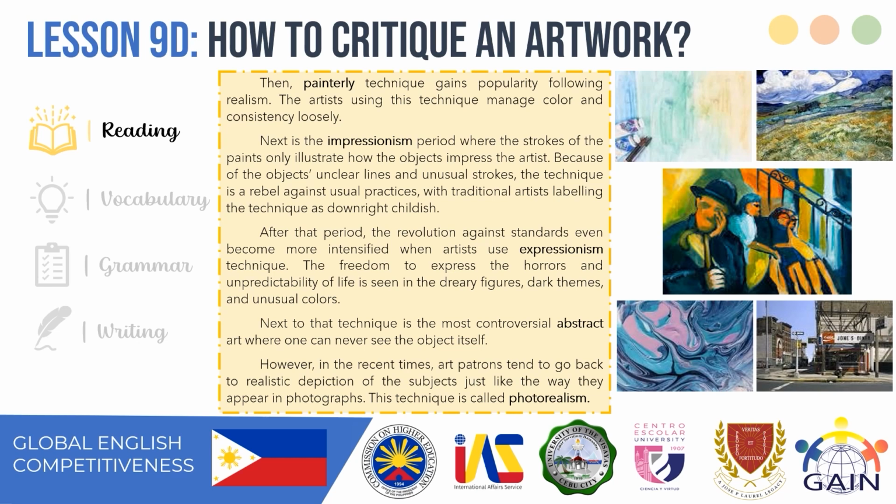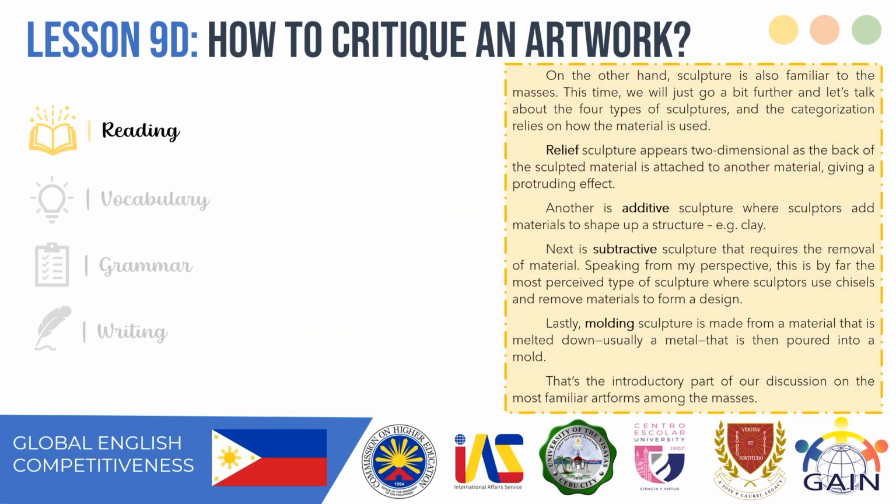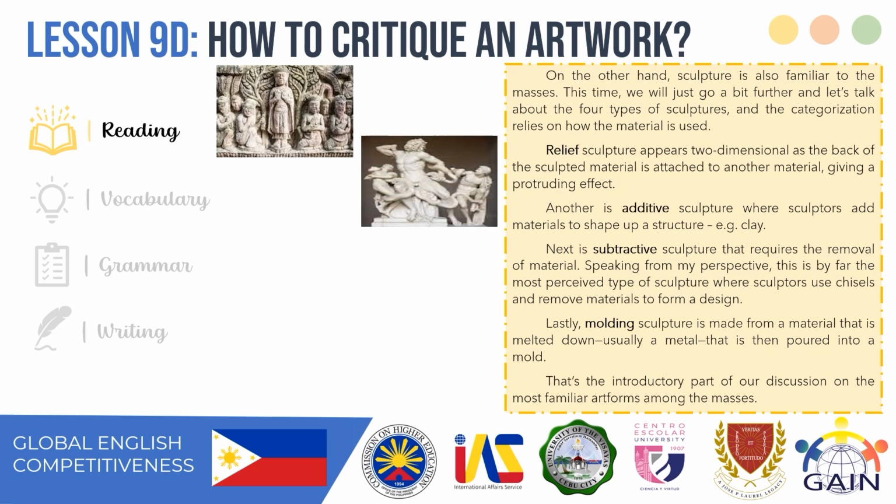However, in recent times, art patrons tend to go back to a realistic depiction of the subjects, just like the way they appear in photographs. This technique is called photorealism. On the other hand, sculpture is also familiar to the masses. This time, we will just go a bit further and talk about the four types of sculptures, and the categorization relies on how the material is used.